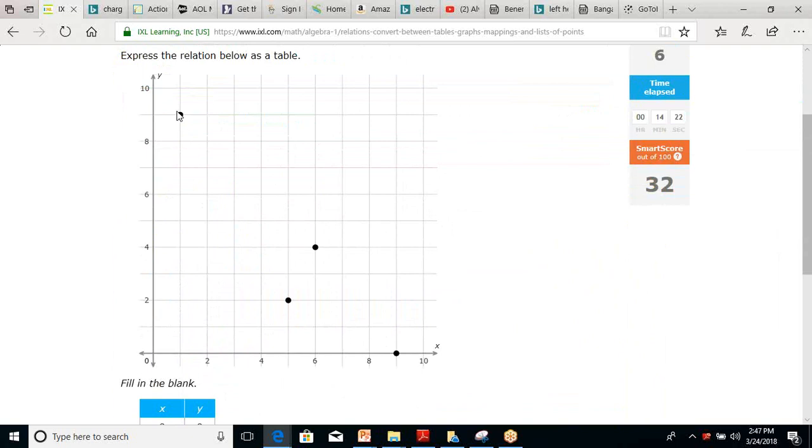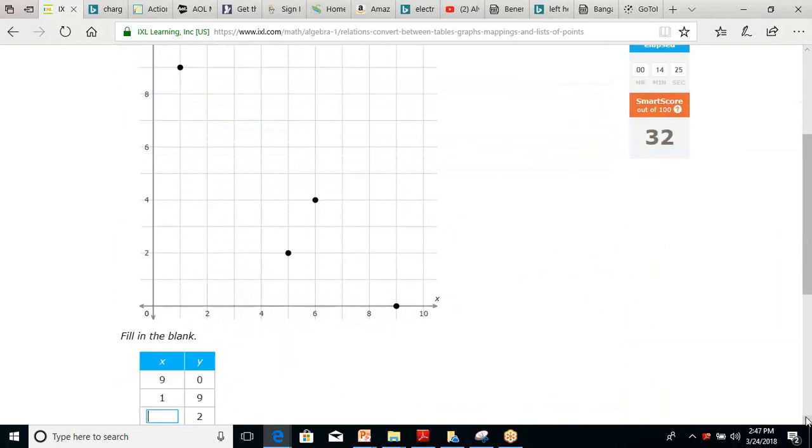So for this point, let's find out what they're asking us for. Fill in the blank. So x value of 9, y value 0. For x value 1, you come straight up and the y value is 9. So x 1, y 9. There is an x value which is missing, but the y value is 2. You come straight across, the point is right here, so it corresponds to an x value of 5.